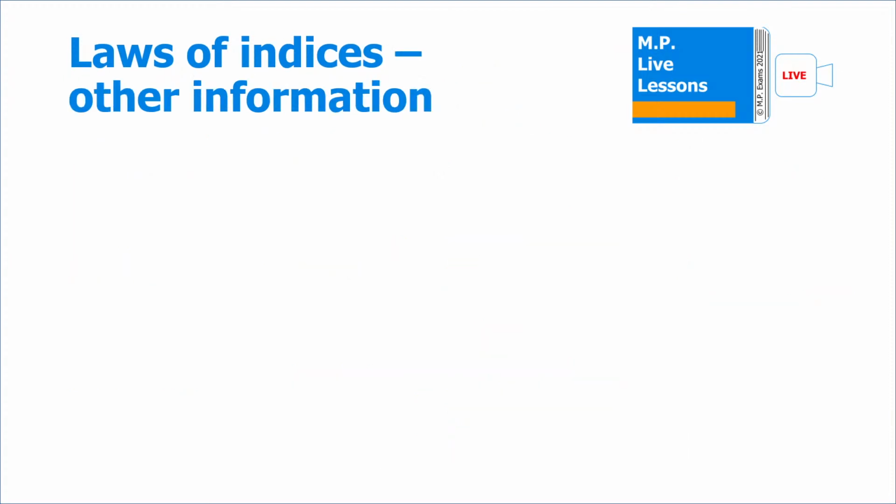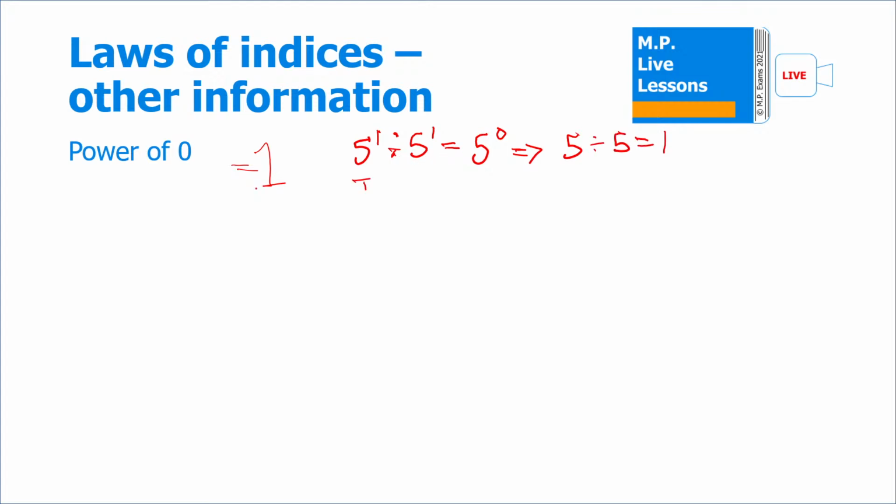You may need to know some other information. For example, anything to the power of 0 is 1. And a way to prove this is, for example, 5 to the power of 1 divided by 5 to the power of 1. Because when you divide, you subtract the powers, so you'll get 5 to the power of 0. Another way to write this is also 5 to the 1 is just 5. So 5 divided by 5 is 1. Therefore, 5 to the 0 equals 1. This works for any number really, including letters as well.